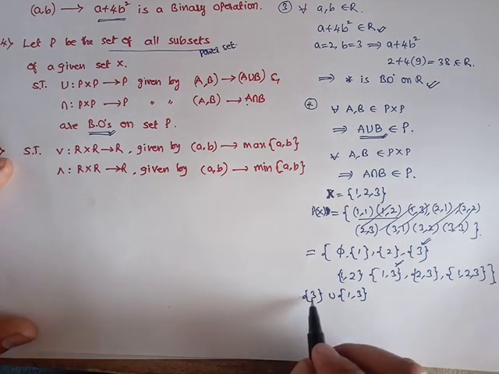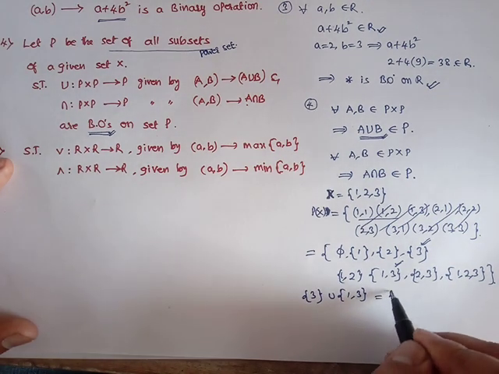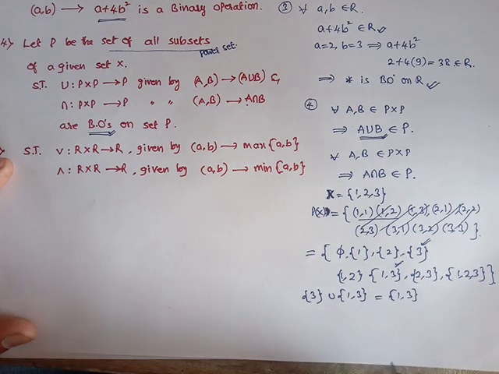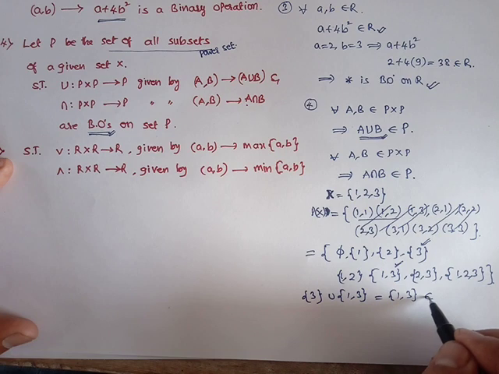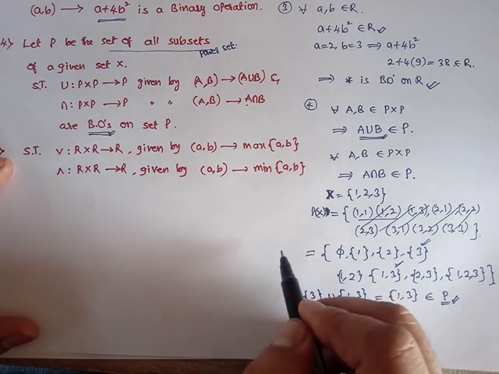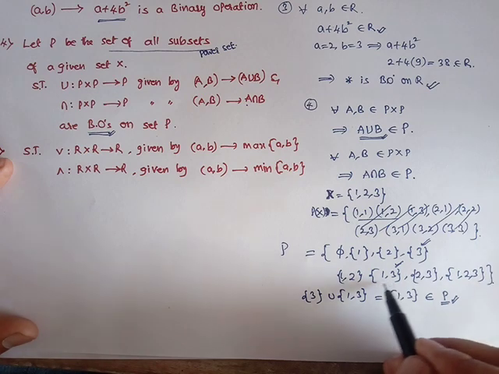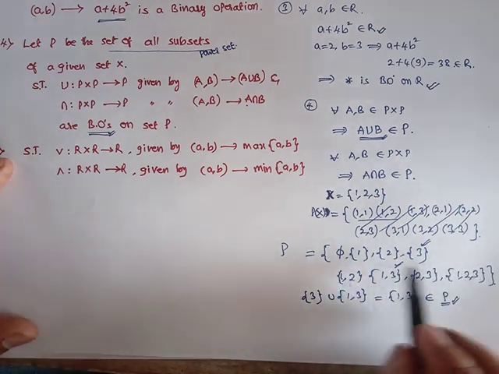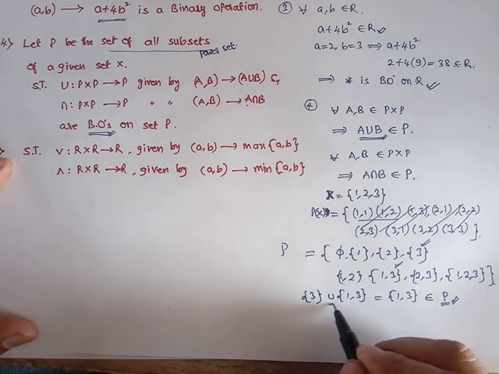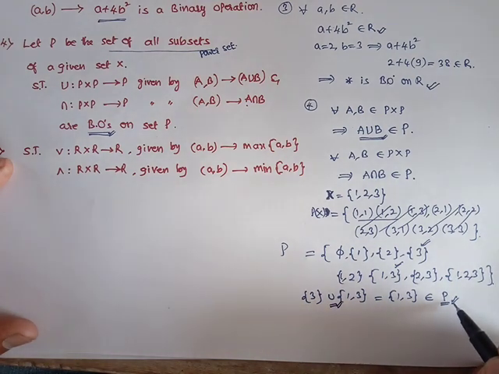So combining, it already has 3, so the union can be taken as {1,3} only. So {1,3} definitely belongs to the P set. P is already containing {1,3}. Any elements you take from this particular P, their union will definitely belong to the power set.